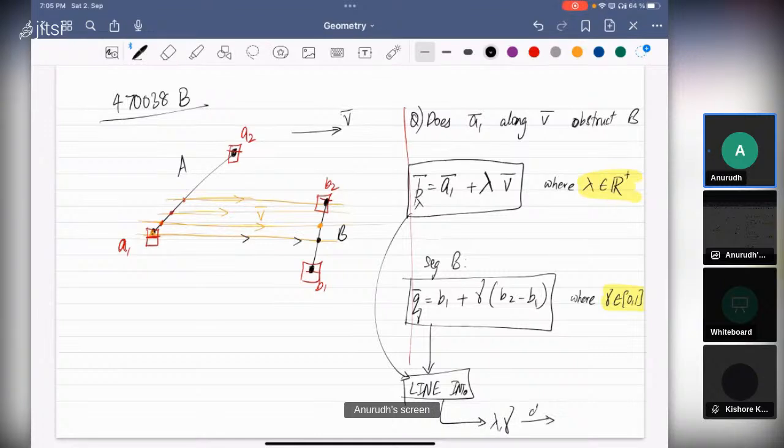And now all I need to check is the constraints: if lambda is positive, and if gamma is in [0, 1]. I have to check if lambda is positive and gamma is in [0, 1]. And if it is true, then yeah, it obstructs. And this is very easy.